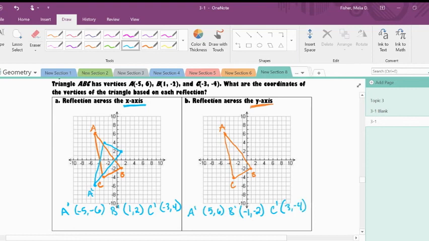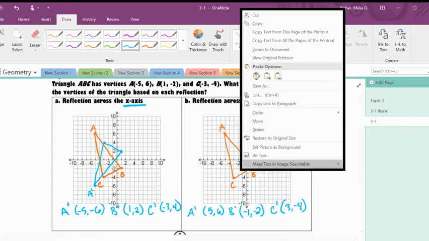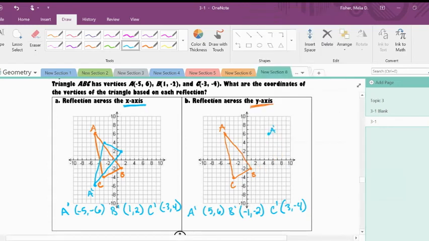So we only changed the x values. So at 5, 6, put our A prime. B prime is at -1, -2. Don't know why my pen doesn't want to work. C prime is at 3, -4. Connect your dots. And there you have it.